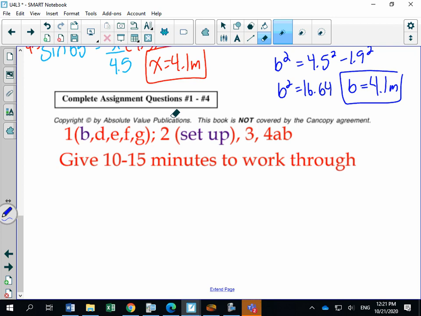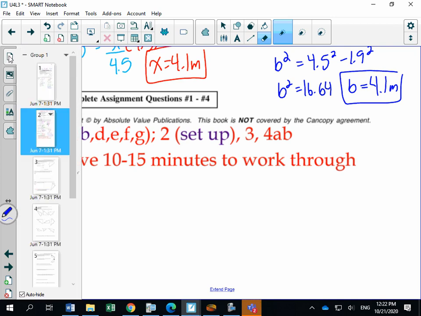Okay, you guys open up to your homework. Circle B, D, E, F, G for number 1. Number 2, circle, and I'm going to set that up with you. Number 3, circle. 4, A and B. So let's just see why I have number 1B circled.